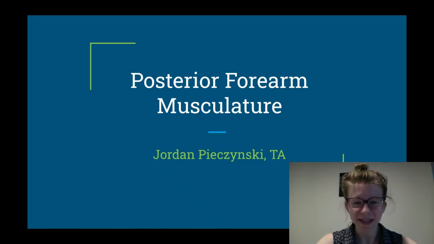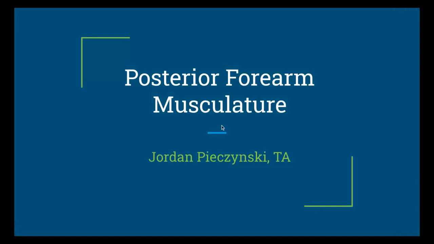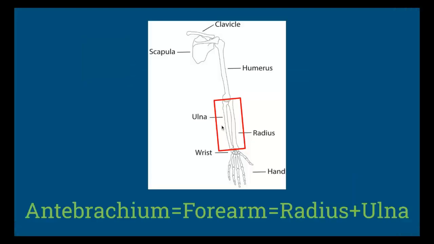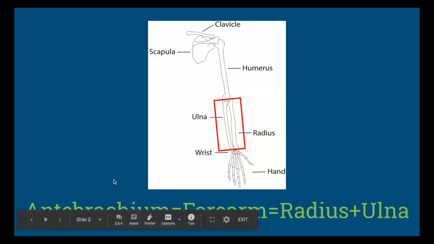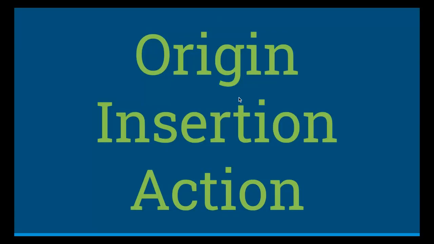All right, team, let's get started with the posterior forearm musculature today. You might remember from my last video, if you took a peek at it, that because we're going to be looking at the forearm, also known as the antebrachium, which is the area of the radius and ulna. And we're looking at the posterior side of it today. The posterior compartment is relatively unique in the actions that it provides.